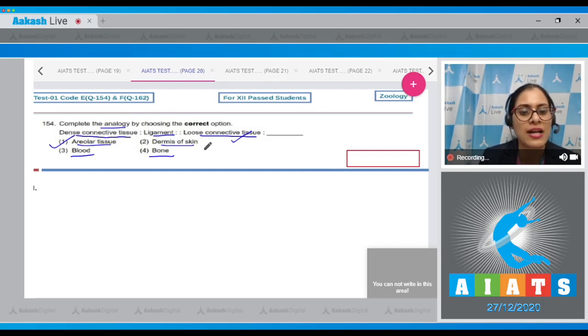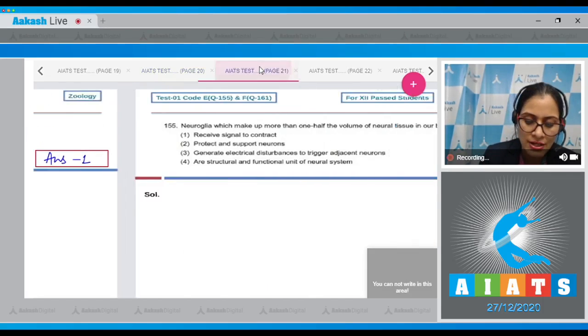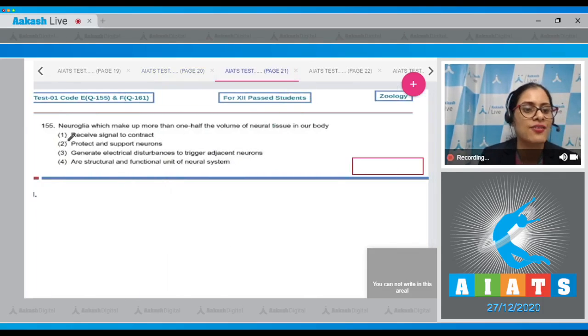Option number 2, dermis of skin, is incorrect because it is an example of dense irregular connective tissue. Option number 3, blood, is incorrect. It is a fluid connective tissue, whereas option number 4 is incorrect because bone is a specialized connective tissue. So the correct answer to this question is option number 1. Let's move on to the next question, which is question number 155.